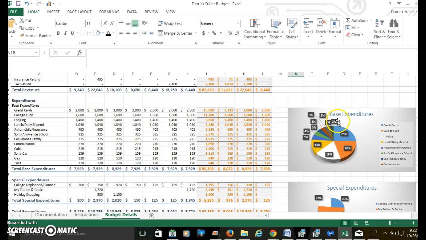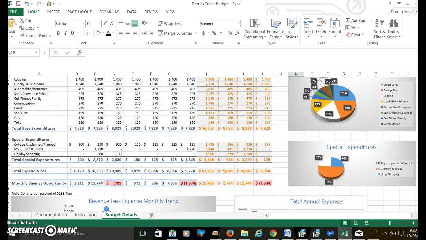What we've added is a pie chart detailing our base expenditures, and we see the various slices of the pie by expenditure. And unfortunately, we see my biggest base expenditure, which is my credit cards. We see my college fund for my son is 20% of my expenditures, and we see that lodging is 18% of my monthly base expenditures.